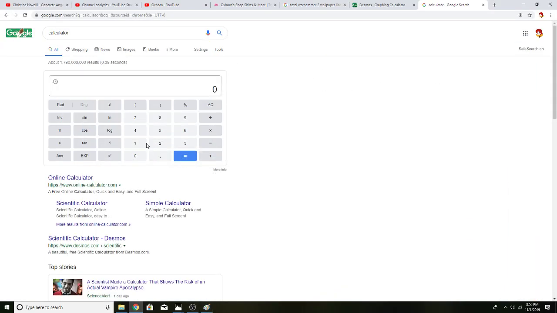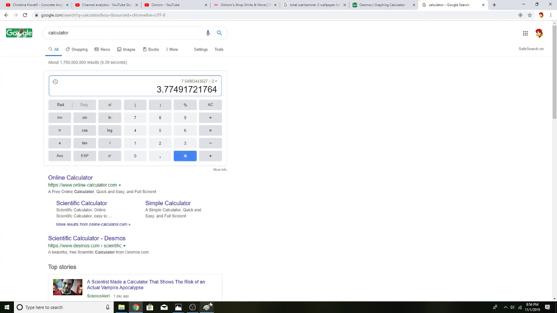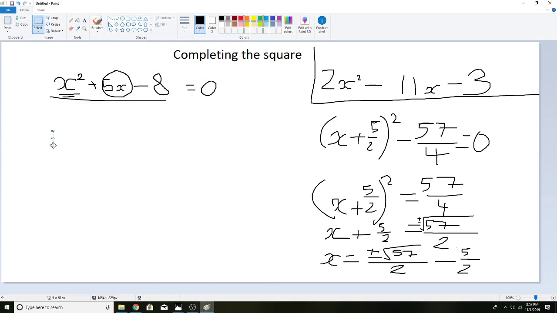so we'll do the positive one, square root of 57, and it equals that, then divide that by 2, and then minus 5 over 2, which will be 2.5, I think. So 1.27. We'll round it to two decimal places. So x equals 1.27.